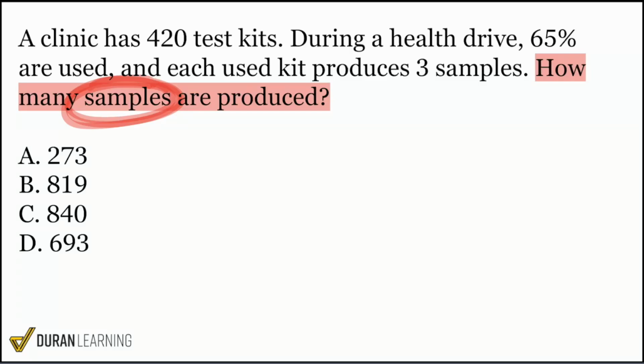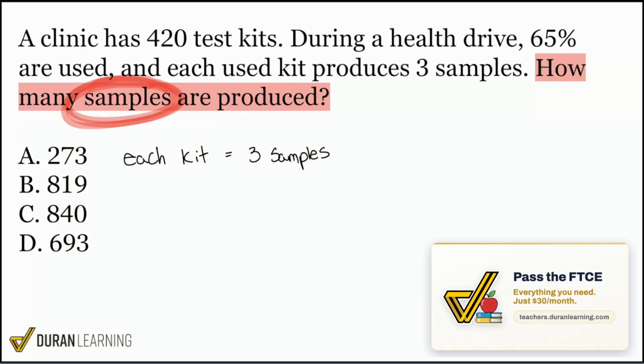So here it says, a clinic has 420 test kits. During a health drive, 65% of these kits are used, and each kit that was used produces 3 samples. Okay, so that's the biggest piece of information here. Let's write that down, where we really want to note that each kit produces 3 samples. So each kit equals 3 samples.